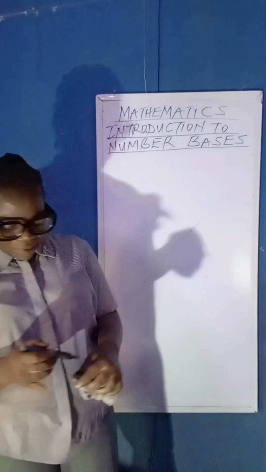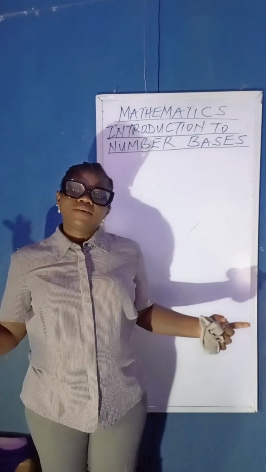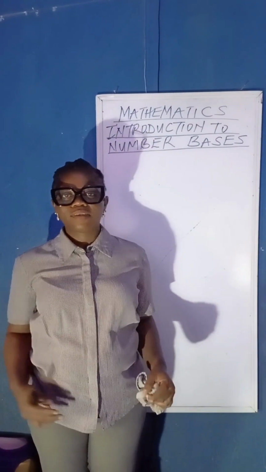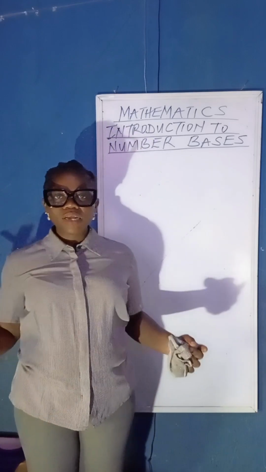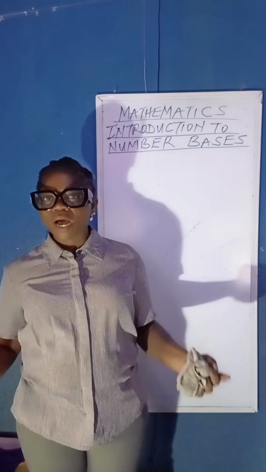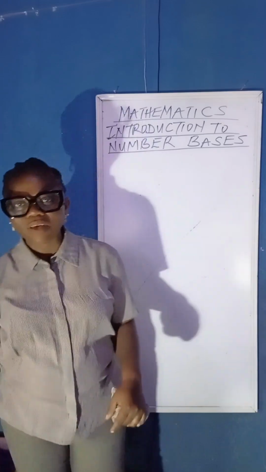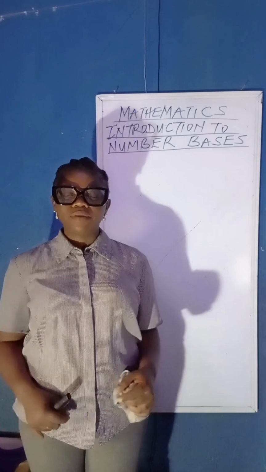Welcome to class. Number bases simply express a system of counting in mathematics. There are different systems of counting in mathematics, from base 1 to several other bases. The base 1 is called unary.